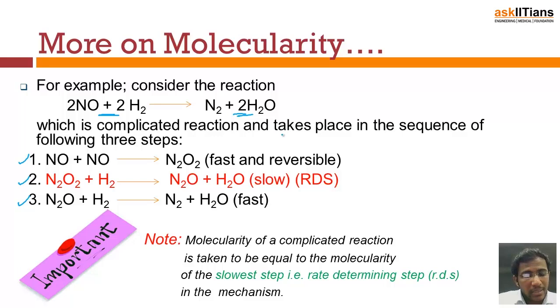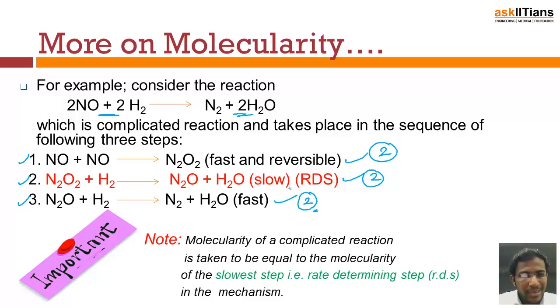For a complicated reaction, it does not have a molecularity of its own, but each individual step is going to have its own molecularity, because each is an elementary step. So every elementary step is going to have its own molecularity. If you consider the first elementary step, here 2 molecules of NO are involved, so its molecularity is 2. In the second step, 2 molecules are involved, so its molecularity is 2. In the third step also, 2 molecules are involved, so it is also a bimolecular reaction.